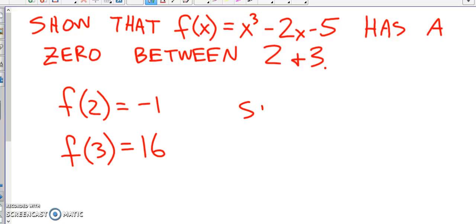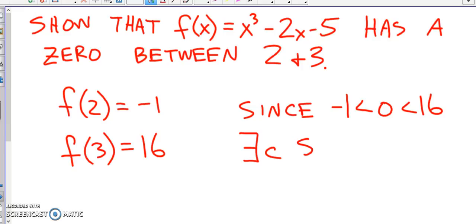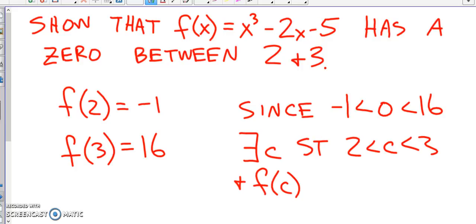So, since zero lies between negative 1 and 16, there exists a c such that c is between 2 and 3, and f of c equals 0 by the intermediate value theorem. That's what IVT is, intermediate value theorem.